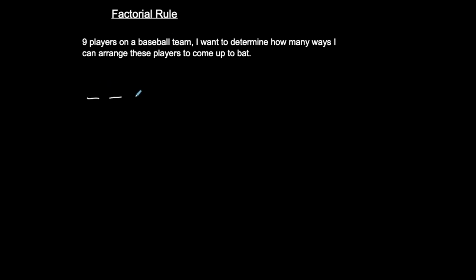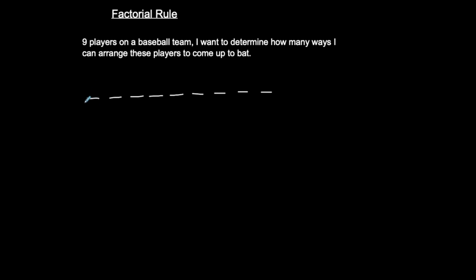I have 9 players. 1, 2, 3, 4, 5, 6, 7, 8, 9. Let's go with the first player. How many players can I choose to pick the first person to come to bat? Now, again, I'm not considering any skill. I'm not considering their name. I'm not considering anything. It's random, okay? Obviously, we wouldn't always do that. We would want to consider skill. But right now, we're not considering skill.